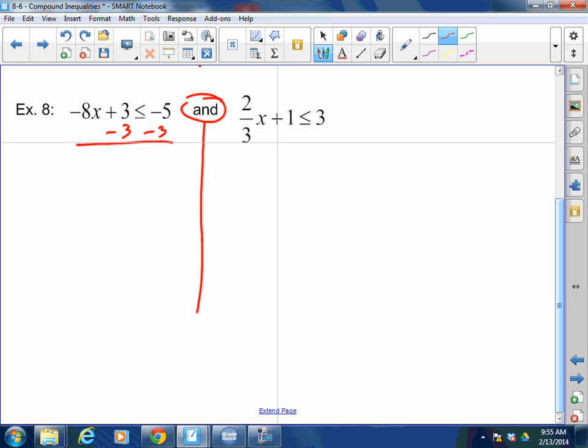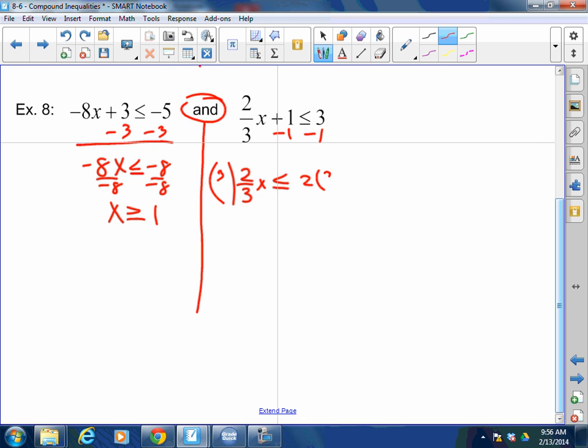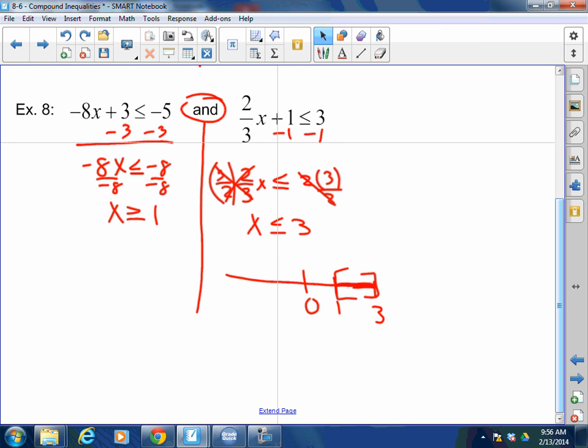Negative 3, negative 3, negative 8x is less than or equal to negative 8. X is greater than or equal to 1, divided by the negative 8. Then over here, 2/3 x is less than or equal to 2. Multiply by, actually here I could multiply by the reciprocal. X is less than or equal to 3. So here, my 0, my 1, my 3. X is less than or equal to 3, but it's greater than or equal to 1. And yes, that's an intersection. That's an and. Yes, sir, my brother.